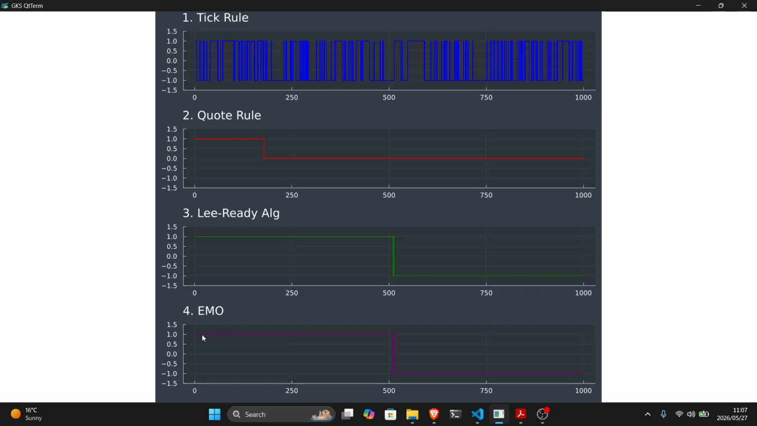And you look at the EMO, same thing with the Lee-Ready algorithm, right? It stayed at 1, and then the condition was met, and then it dropped to -1, and then it stayed at -1 up until the 1,000th index. The tick rule, very dynamic, right? It's 1, -1, 1, -1, 1, -1, and the durations between these transitions essentially are non-uniform. But that's about it for today.